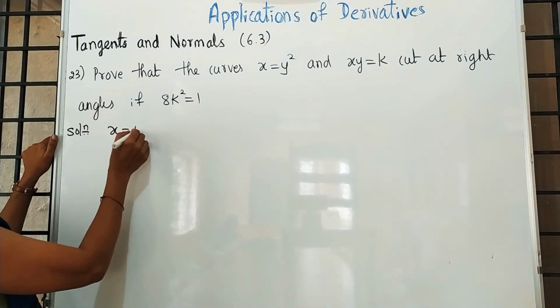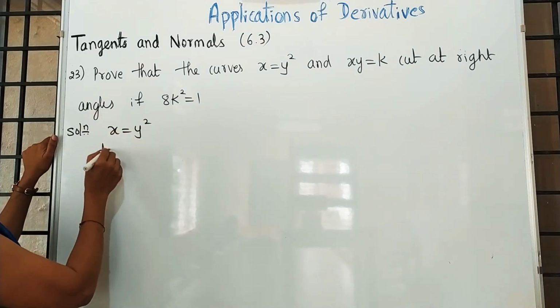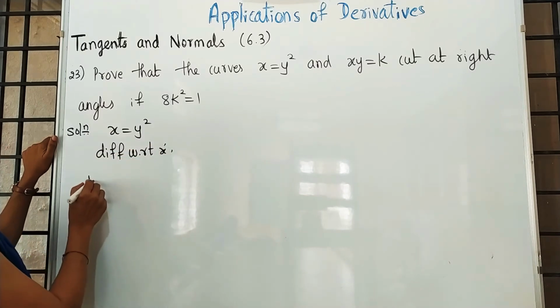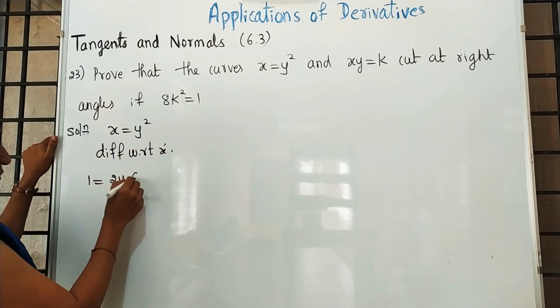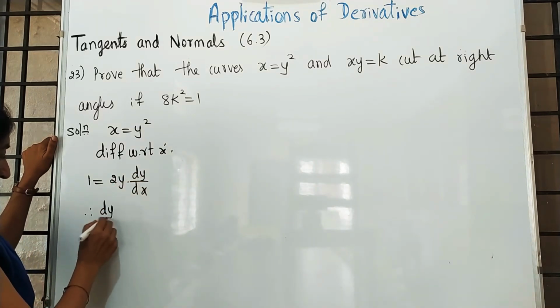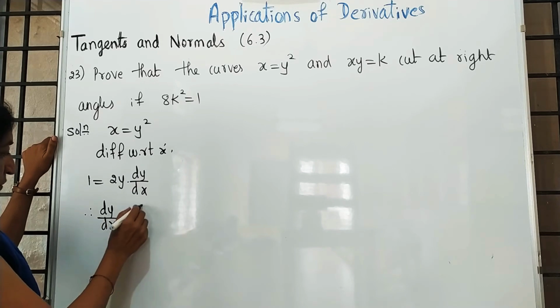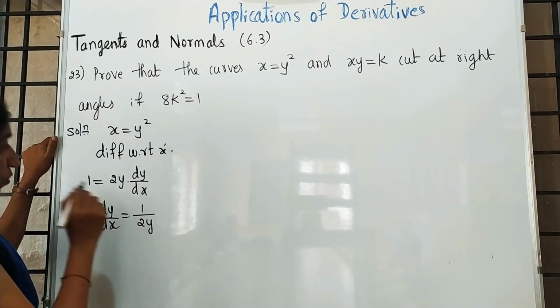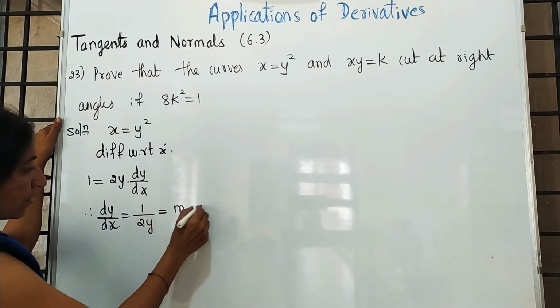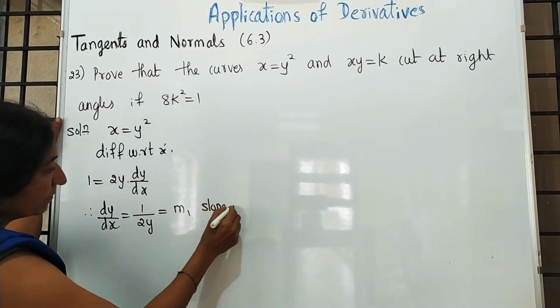So, x is equal to y square, differentiating with respect to x. 1 is equal to 2y into dy upon dx. Therefore, dy upon dx is equal to 1 upon 2y. Now, let us take this as m1, slope of first curve.